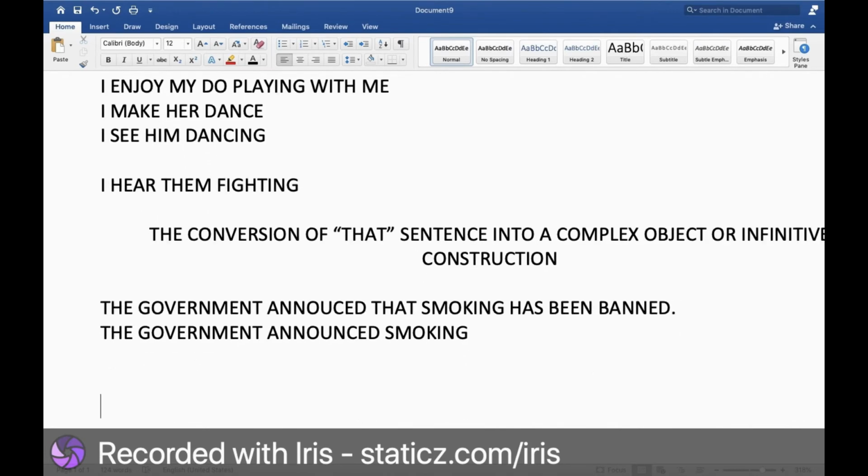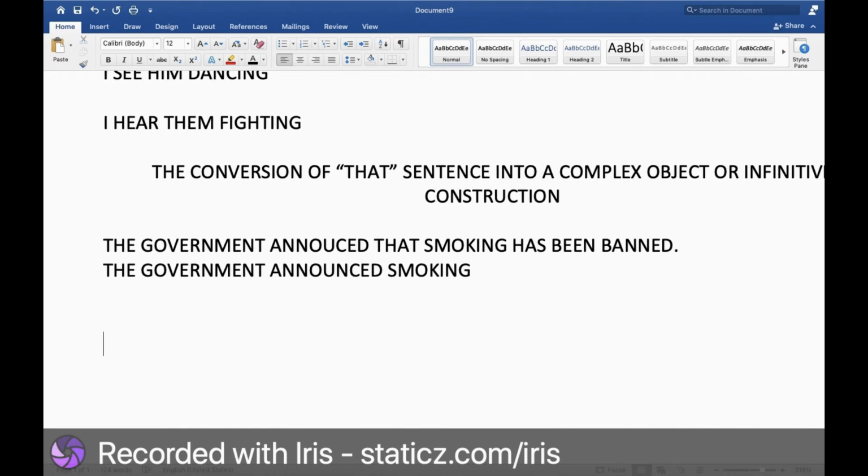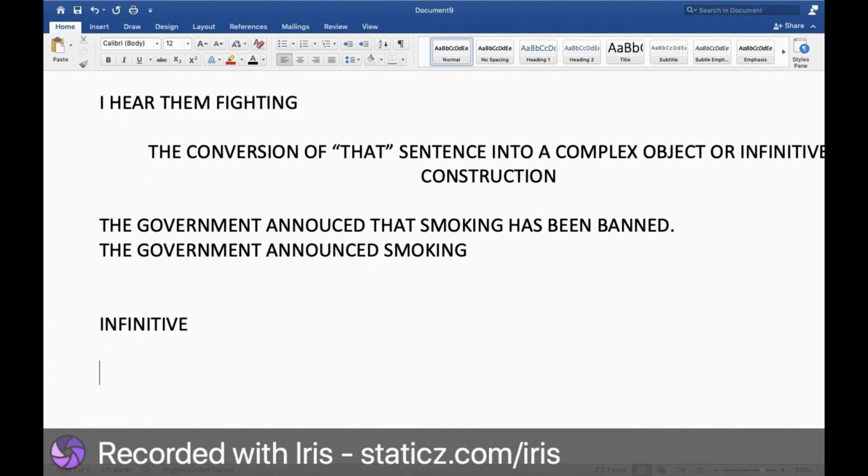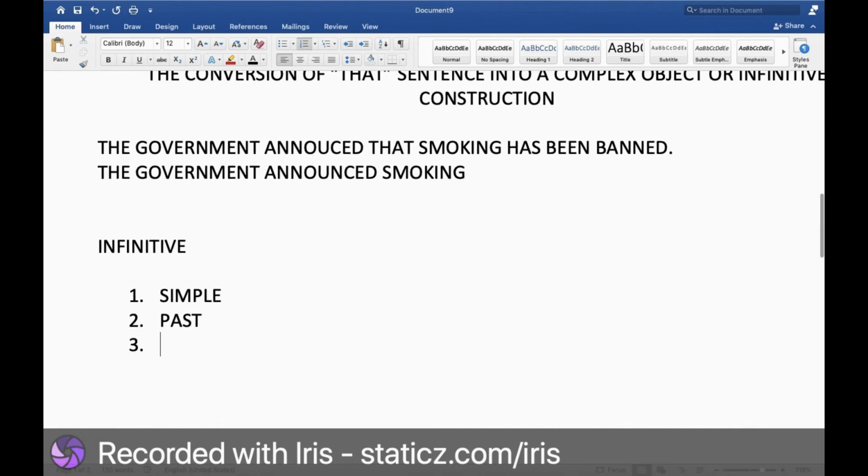So before I explain it to you, I want you to listen to me carefully. They say that infinitive doesn't have tenses, but infinitive has 4 tenses. First one is simple, second one is past, third one is continuous, and you can also call it perfect tense, but I don't want to call it perfect, but it's okay. Past is also called perfect. Actually, let's call it 3: simple, past, and continuous.